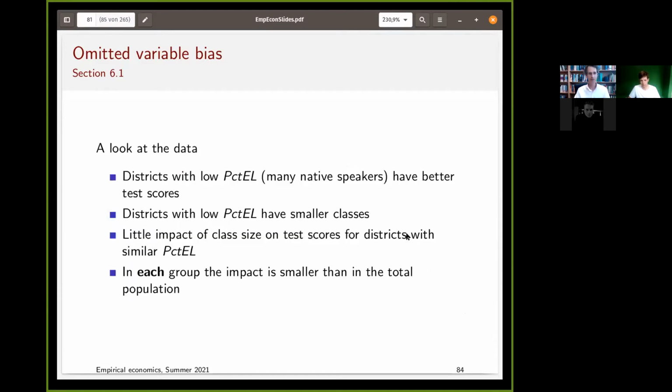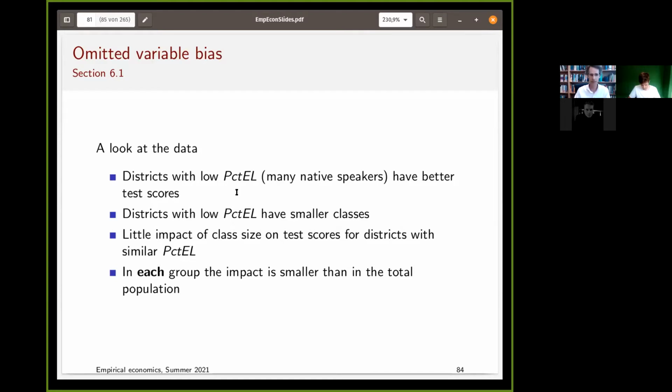Okay. All right, so if we look at the data in this way, then we can see that districts with low percentages of English learners, so with many native speakers who speak English as a native tongue, have better test scores.